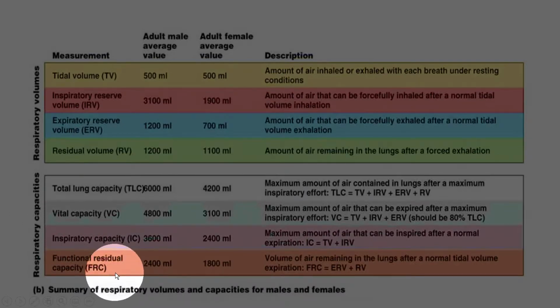Come to the functional residual capacity. It is about 2400 ml in male and 1800 ml in female. Volume of air remaining in the lungs after normal tidal volume expiration. It is equal to expiratory reserve volume plus residual volume. Expiratory reserve volume plus residual volume is giving you functional residual capacity. Means the amount of air that remains in the lungs after normal tidal expiration. So this is the summary of lung volumes and lung capacities.